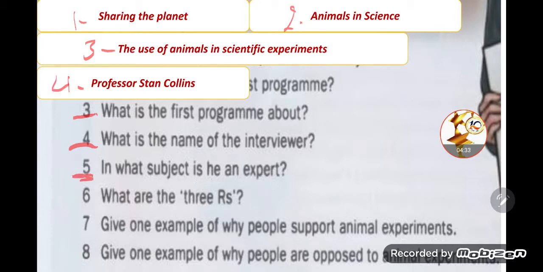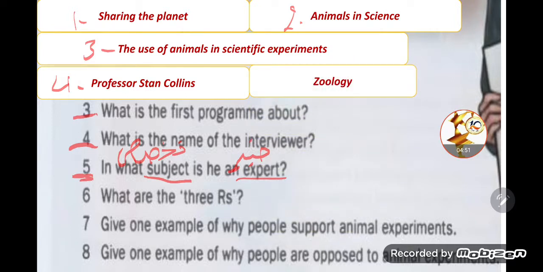In what subject is he an expert? Meaning in which field. The field in which he is an expert, and we said expert means خبير. So in which field was he an expert? You remember we said zoology. He was an expert in zoology, meaning he was an expert in علم الحيوانات. Number 6.